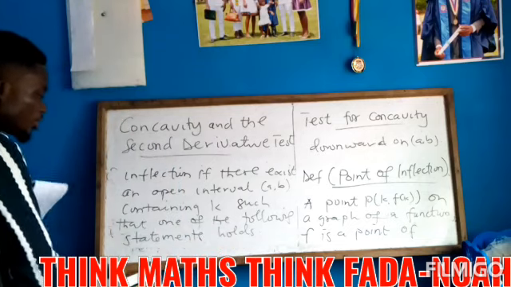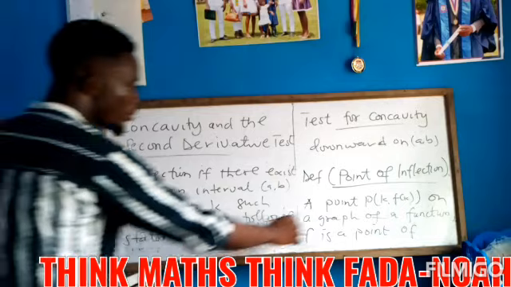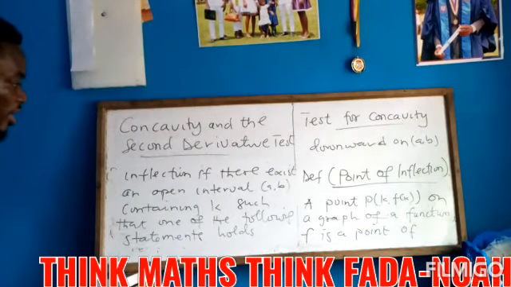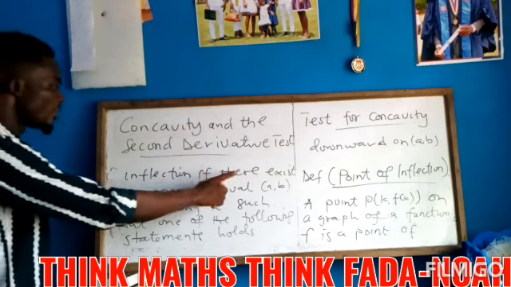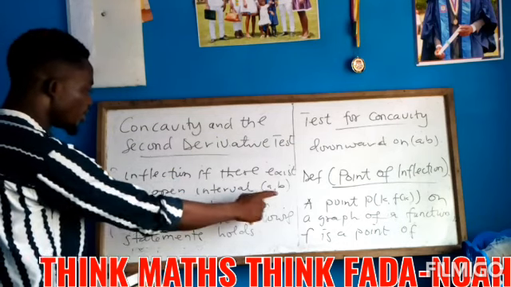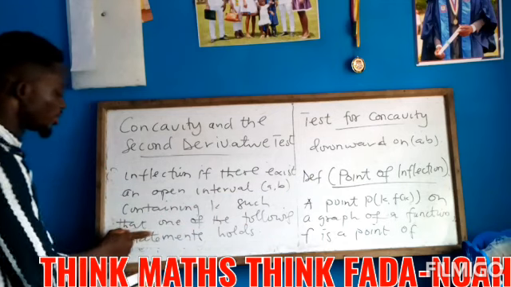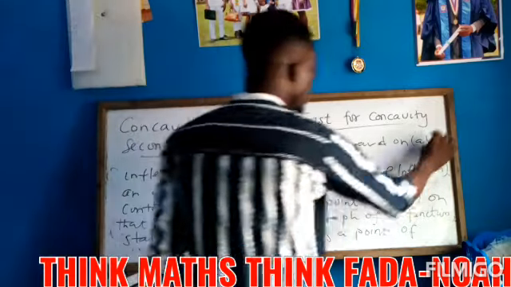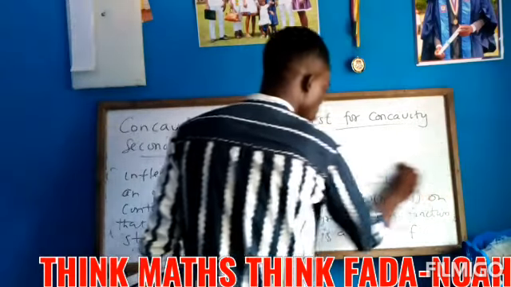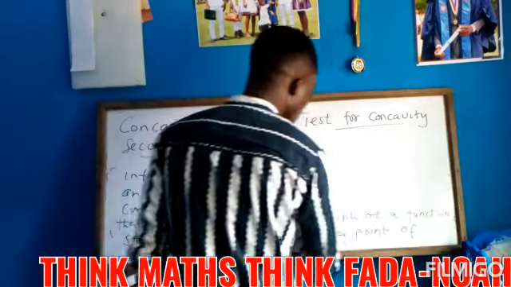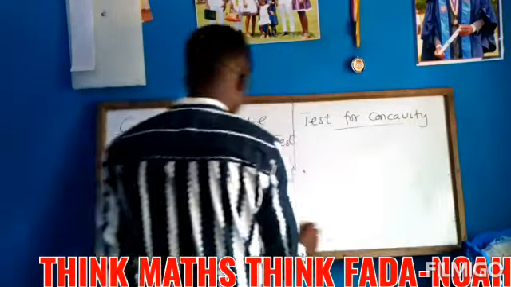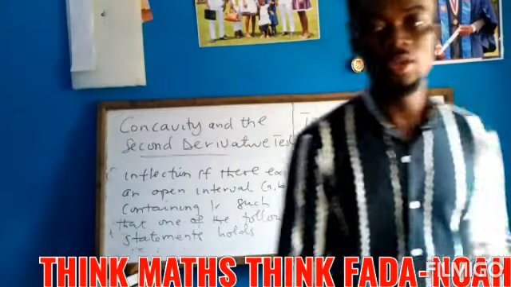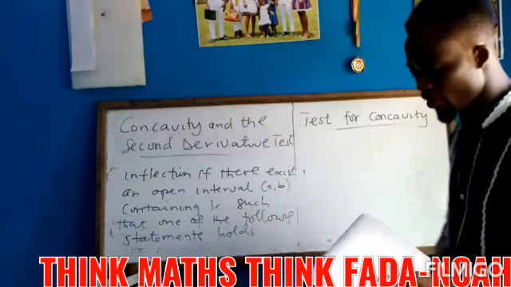So let's look at those statements. A point k, f of k on a graph of a function f is a point of inflection if there exists an open interval AB containing k such that one of the following statements holds. So with those statements, we'll be able to find our point of inflection, or we'll be able to tell if a point is a point of inflection on a given graph.